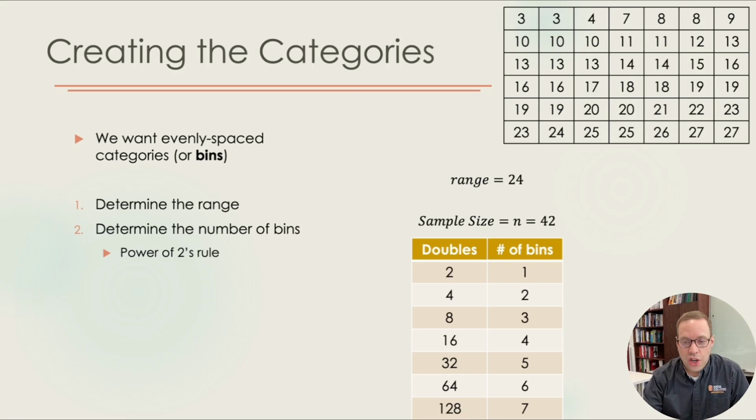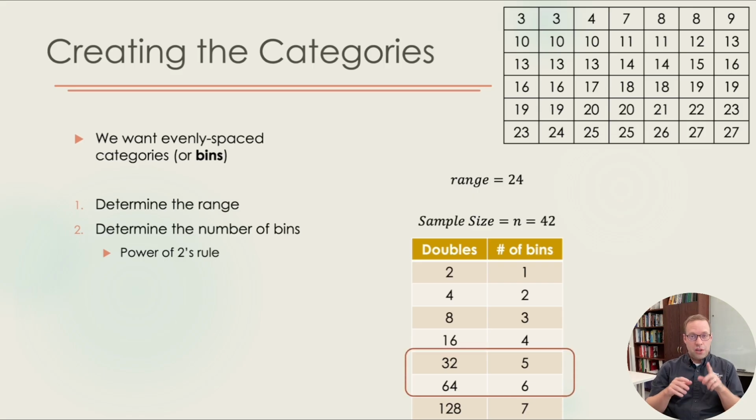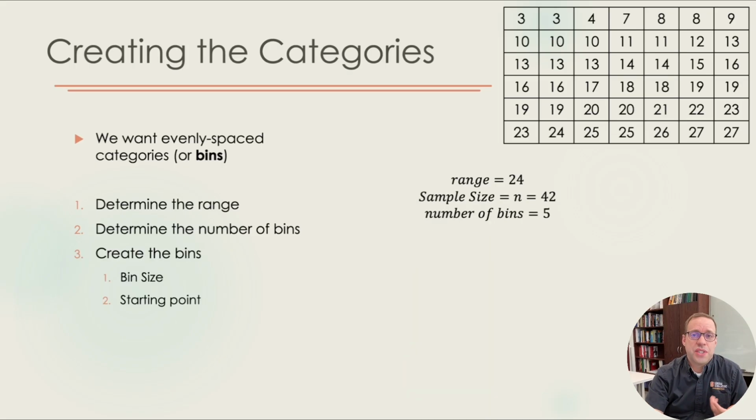All right, so like we said, we started with 1, we had to double it 5 times to get to 32, 6 times to get to 64. 42 is right in between those two, so we do 5 or 6 bins. I'm just going to choose 5. I think 5 is a good number, but you can choose 6. There's nothing that says you can't. We're going to stick with 5 bins.